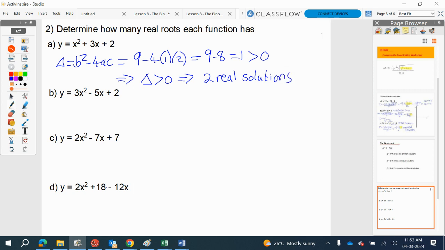How many real roots does this equation have? Let's try it again. Try the discriminant. What's b squared? 25 minus 4ac. So 25 minus, what's 4 times 3 times 2? How many solutions does this have? This has 2 real solutions.